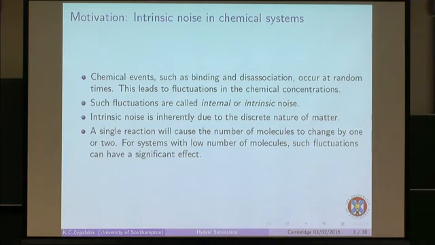So chemical events, such as binding and dissociation, occur at random times. This leads to fluctuations in chemical concentrations. These fluctuations are called internal or intrinsic noise. In principle, if you are in a situation where you have a large number of molecules, this intrinsic noise is not important. But in cases where you have a system with a low number of molecules, such fluctuations can have a significant effect.